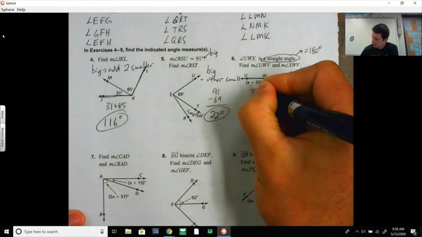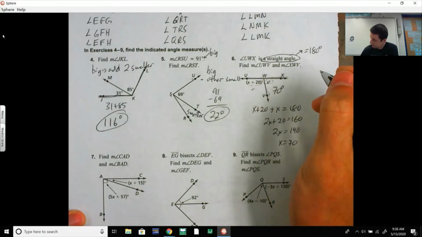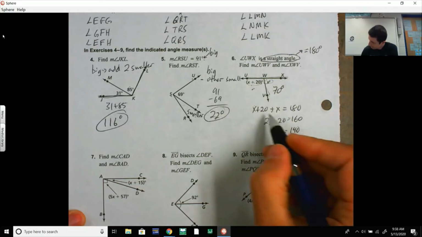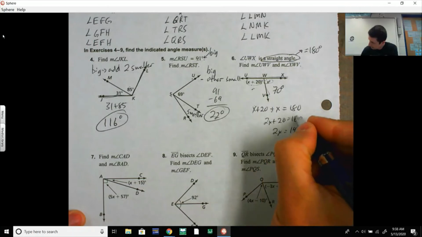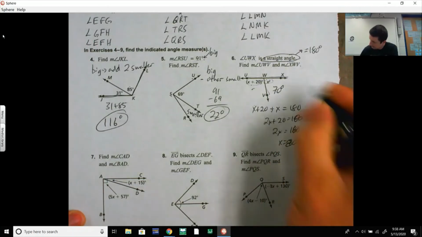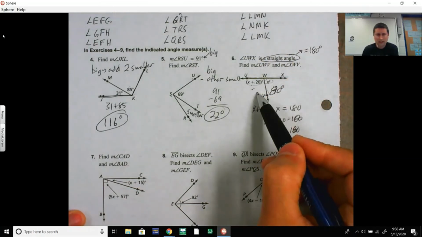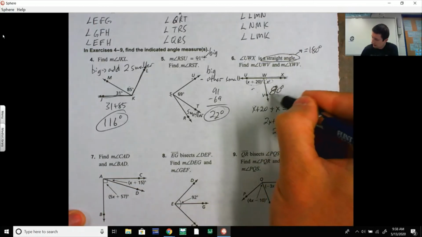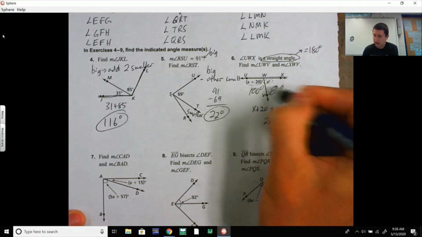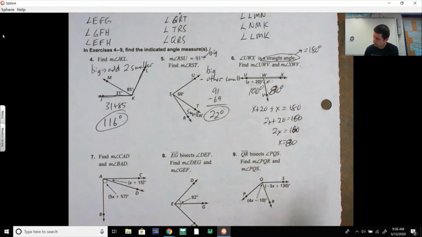Something's not right. Okay, this would be 2x plus 20 equals 180. That should be 160, so x would be 80. So this would be 80 degrees. I knew something wasn't right. That was 70, and this one would be 90. I was like, 70 and 90 don't add to 180. That's 80, and that's 100. Now they add to 180. Okay, I was checking my work.